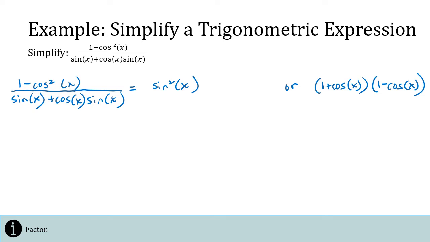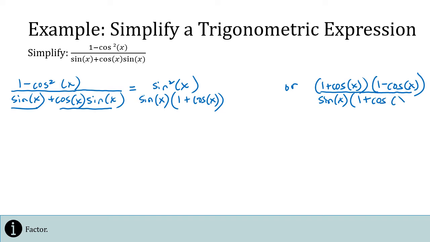In my denominator, I have 2 terms that have a common factor. So I'm going to factor out the sine of x, and when I do that, I'm left with 1 plus the cosine of x. And in fact, that is exactly what I would do for the other approach as well. I would factor the sine of x out and be left with 1 plus the cosine of x.